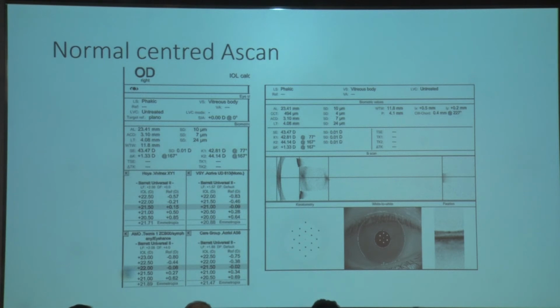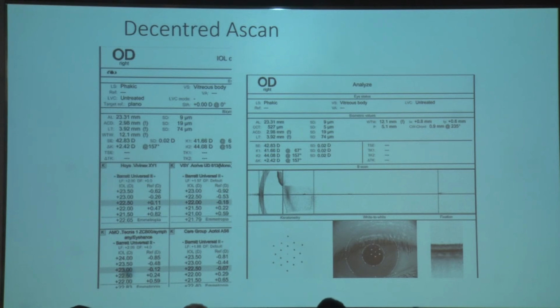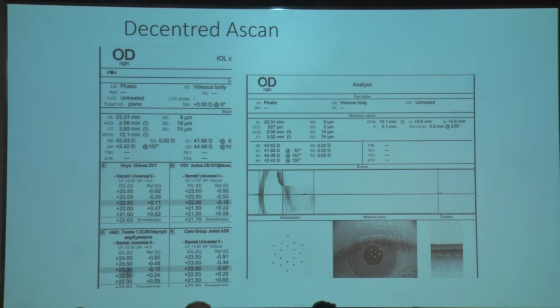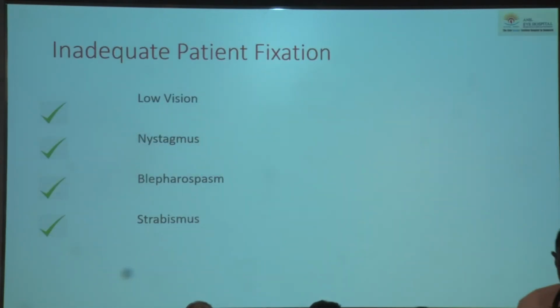For example, if you're looking at the Hoya Vivinex, you can see it shows 21.5 diopters as the IOL power here, and the astigmatism was 1.33 at 167 degrees. Now this was the same patient, where we're not fixating properly. You can see that the telecentric mires are also not central. And here now the IOL power is 22.5 with a 2.42 astigmatism. So you can actually cause an error.